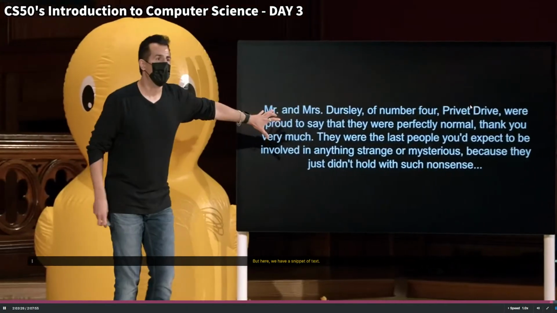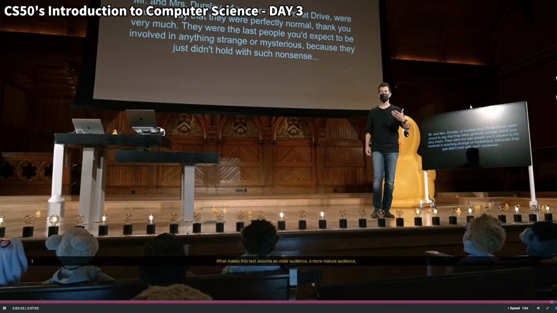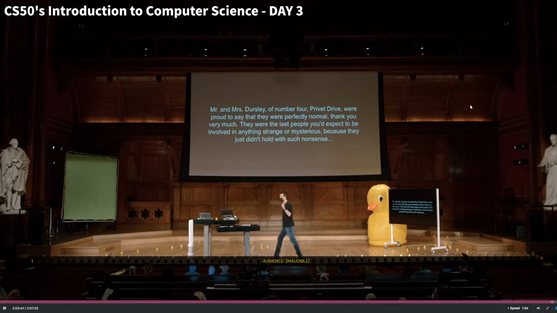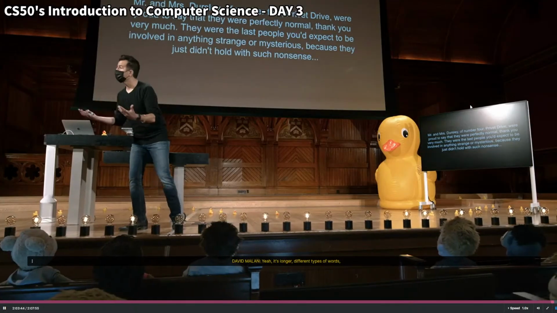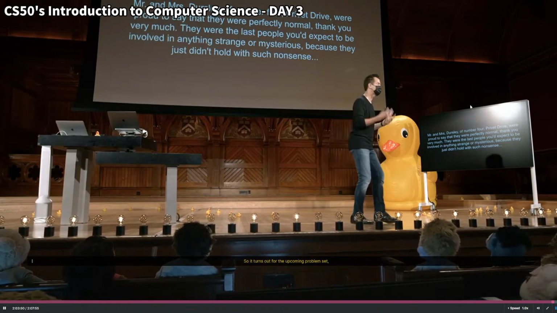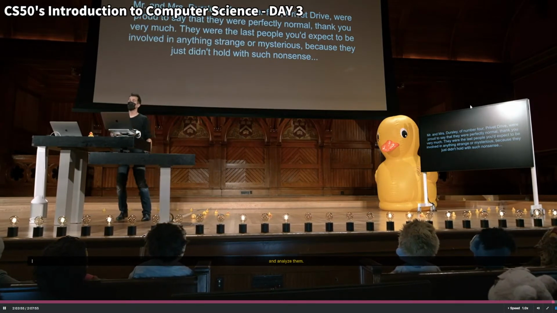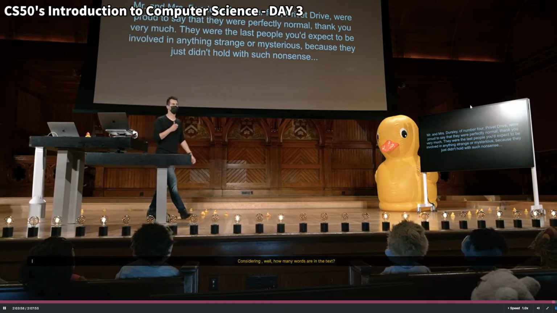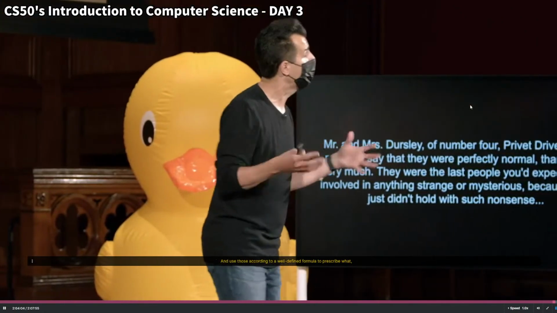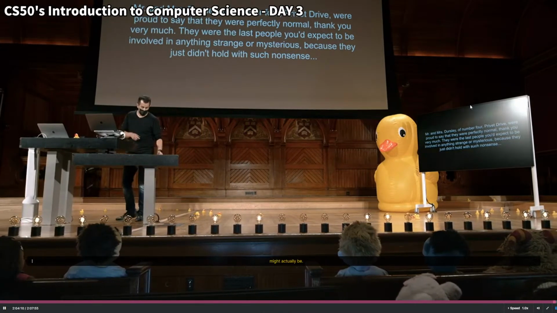But here, we have a snippet of text. What makes this text assume an older audience, a more mature audience, a higher grade level, would you think? Yeah. Yeah, it's longer, different types of words. There's commas now and phrases and so forth. So there's just some kind of sophistication to this. So it turns out for the upcoming problem set, among the things you'll do is take as input texts like this and analyze them, considering, well, how many words are in the text? How many sentences are in the text? How many letters are in the text? And use those according to a well-defined formula to prescribe what exactly the grade level of some actual text might actually be.